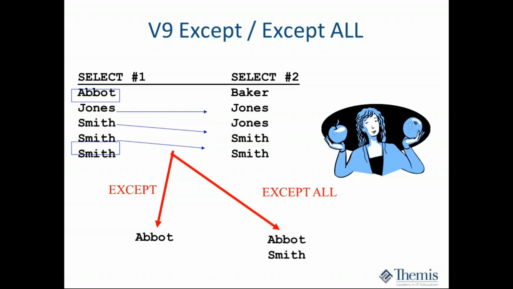Want to do an except all, okay? If I had 10,000 Abbotts, the way this is coded right here, the except all is going to show all 10,000 rows coming out. Every single one of those is going to be an exception to the other one.